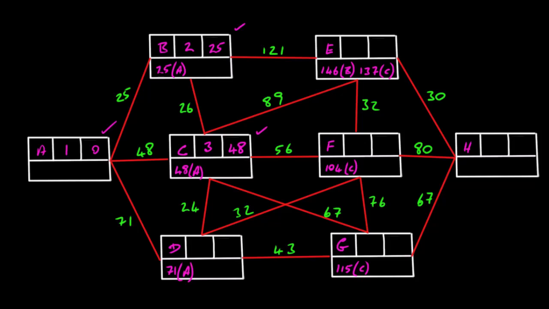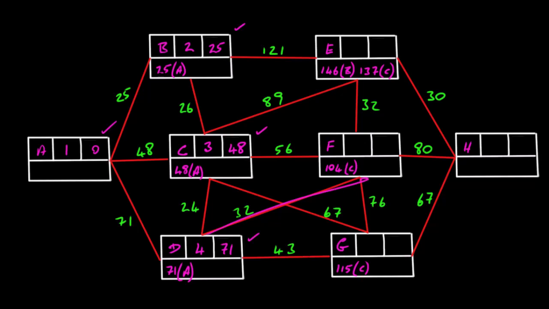Okay, so let's look at all our incomplete nodes. So we've got 137, we've got 104, we've got 115, and we have 71. So 71 is the smallest. So I'm going to put 71 here as the final working value for D, and that is number 4, node number 4. So that's now complete. So let's go from D then.